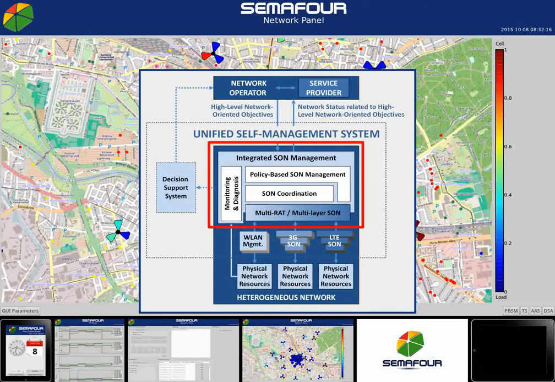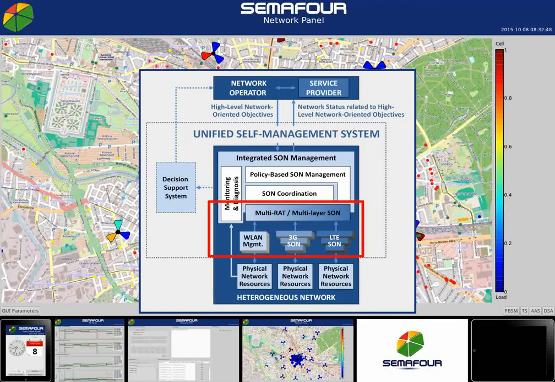The second component of the unified self-management system is a set of self-optimization functions. These functions are in charge of the automated tuning of the various radio network parameters, such as network selection or handover thresholds, antenna tilts, power settings, spectrum assignments, etc. These self-optimization functions can cover a single or multiple radio access technologies and have a single or multi-layer character, in the sense of targeting, for instance, macro cells only or both a macro and a small cell layer.